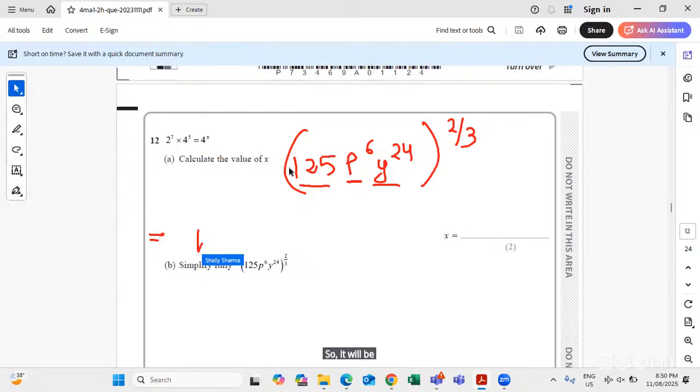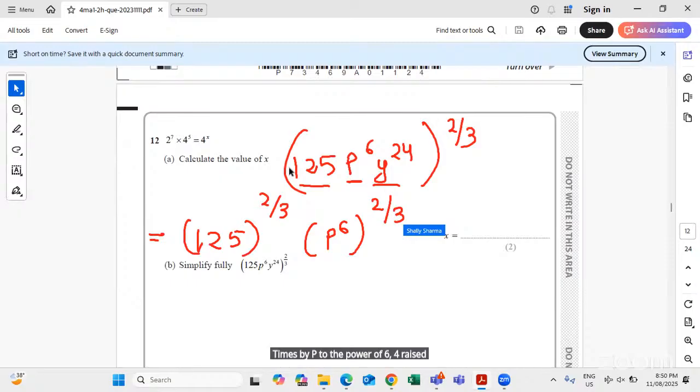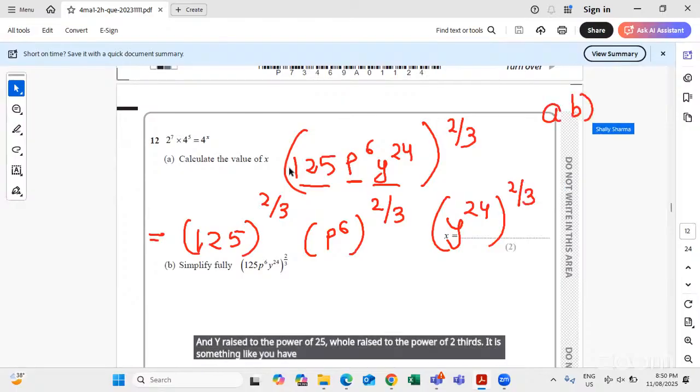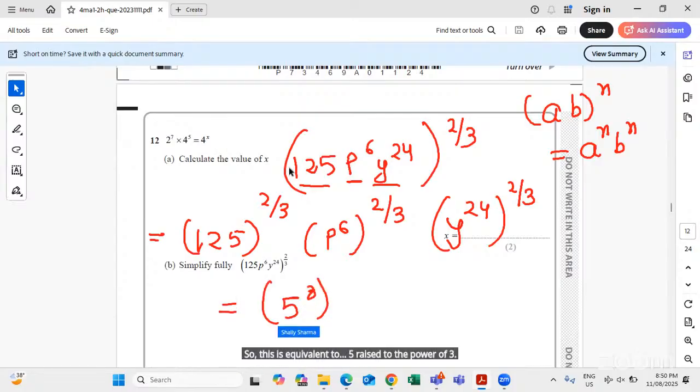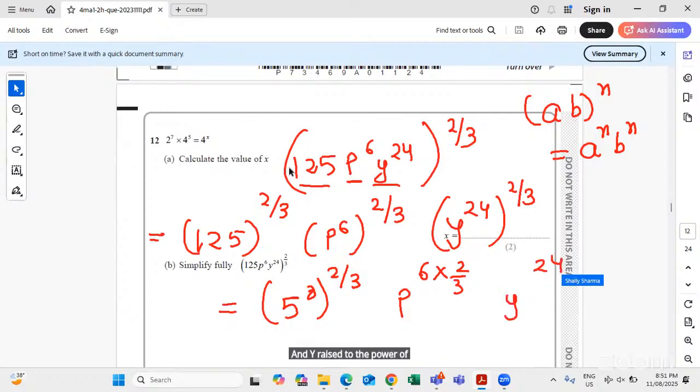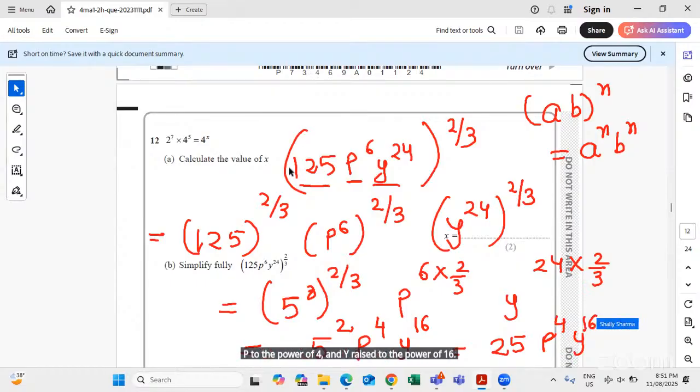So it will be equivalent to 125 raised to the power of 2/3 times p to the power of 6, whole raised to the power of 2/3, and y raised to the power of 24, whole raised to the power of 2/3. It is something like (ab) raised to the power of n, which is equivalent to a to the power of n times b to the power of n. So this is 5 raised to the power of 3, whole raised to the power of 2/3, p raised to the power of 6 times 2/3, and y raised to the power of 24 times 2/3. When you simplify this part, you will get 5 squared, p to the power of 4 and y raised to the power of 16. Now 5 squared is 25, so it is 25 p to the power of 4 y to the power of 16. This completes your question.